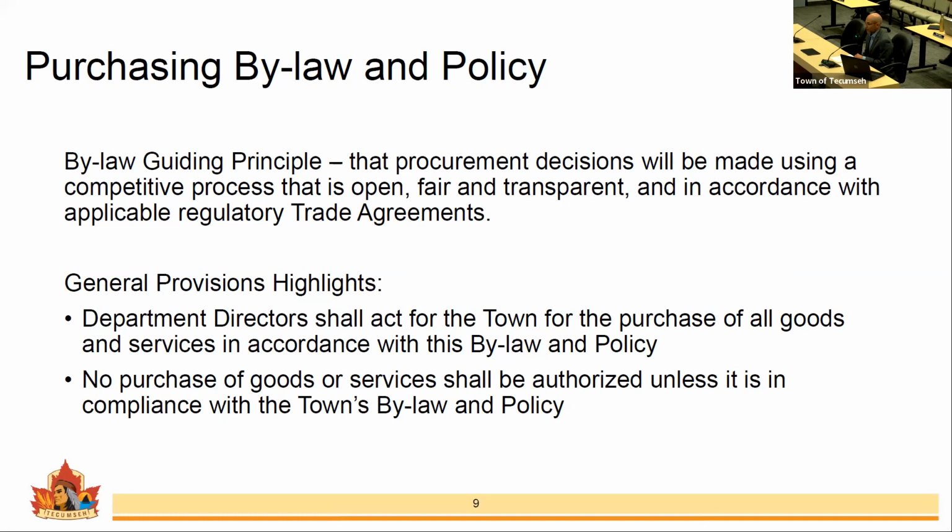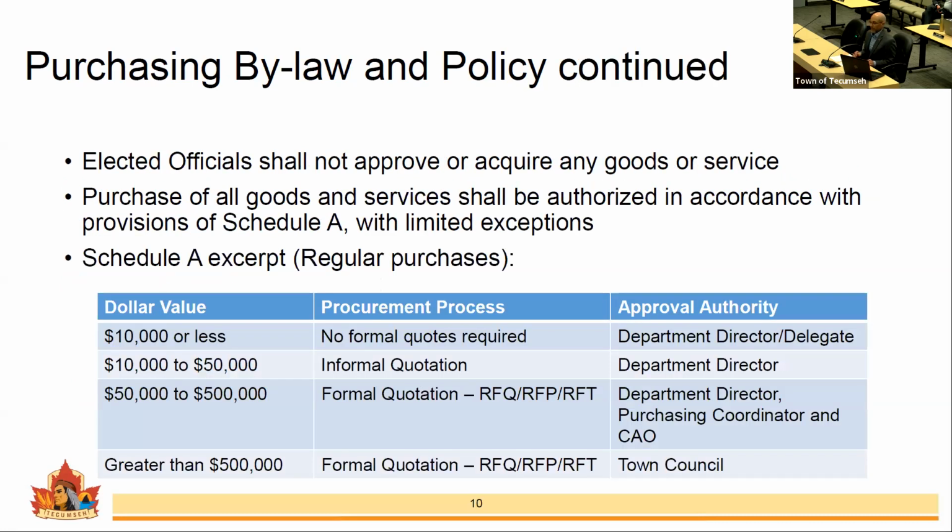First is that department directors shall act for the town for the purchase of all goods and services in accordance with this bylaw and policy. Second, no purchase of goods or services shall be authorized unless it is in compliance with the bylaw and policy, and that includes a council-approved budget. Third, elected officials shall not approve or acquire any goods or services. And fourth, purchase of all goods and services shall be authorized in accordance with the provisions of Schedule A with limited exceptions. So I've got an excerpt of Schedule A shown here for your reference.